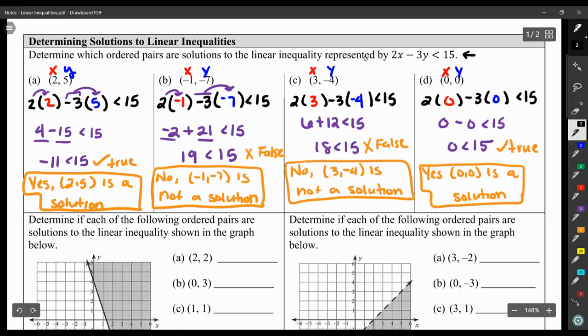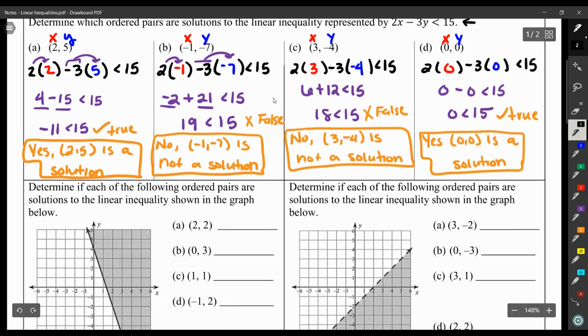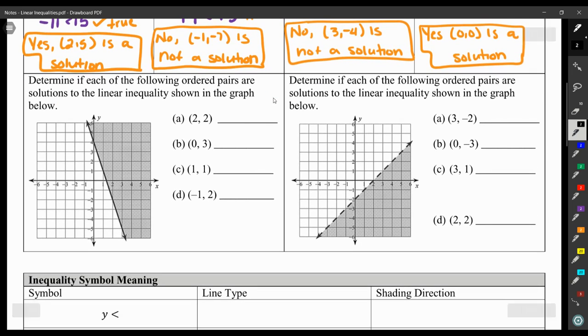Here's what you should have had for letters C and D. Now let's look at what it means to have a solution graphically. Determine if each of the following ordered pairs are solutions to the linear inequality shown in the graph below. There's nothing to substitute these x and y values into, but I do have a graph, so I can plot these coordinates. For letter A, (2, 2), you go right 2 and up 2. So there's letter A. From earlier, this shaded area is where you find solutions. Because A is in the shaded area, yes, (2, 2) is a solution.